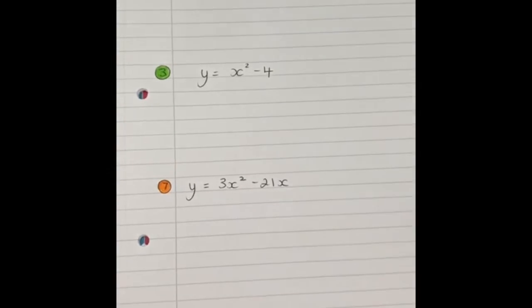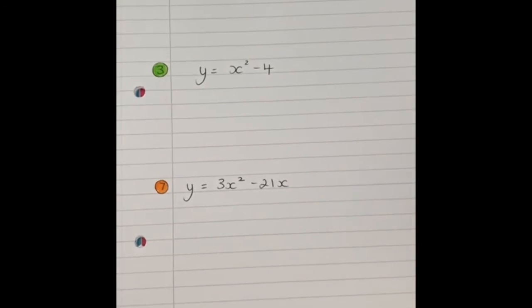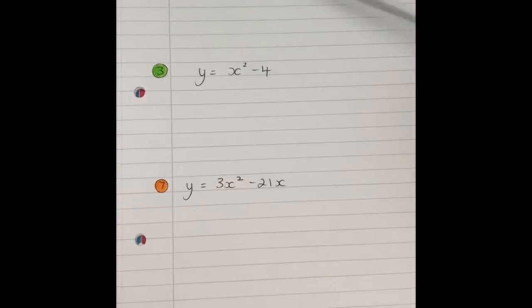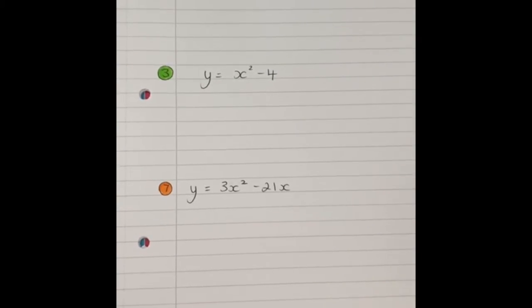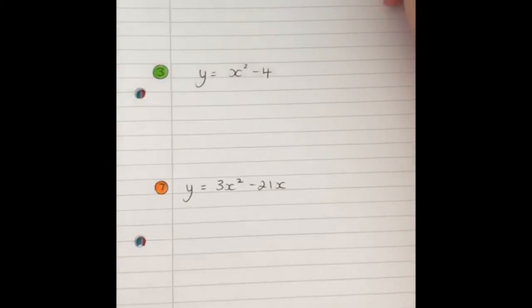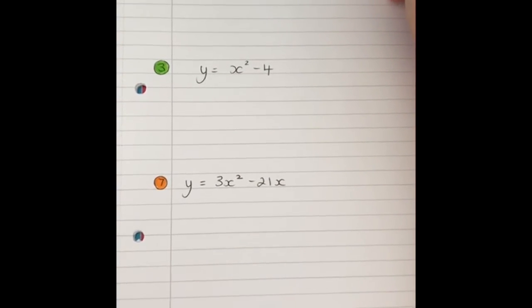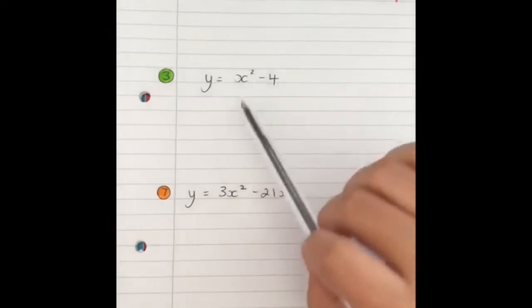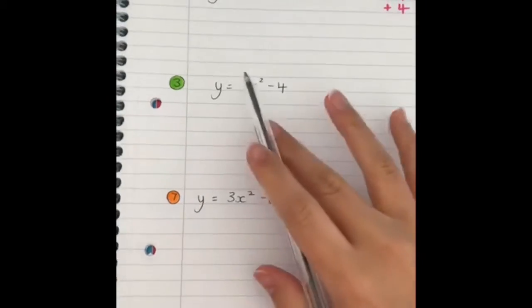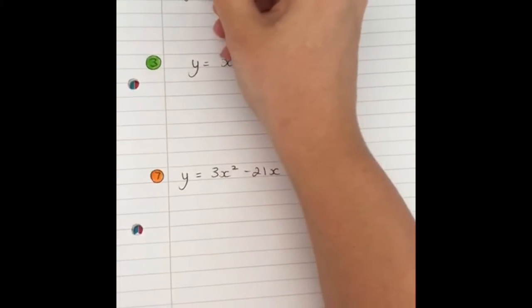Guys, this is clip 253 and we're looking for where our equations cut through the x-axis. That's what we call the x-intercept, and to do that we need y to be 0. That's how we find an x-intercept, so we're going to assume that for all of these questions. For the first one, we're going to assume that y is 0.